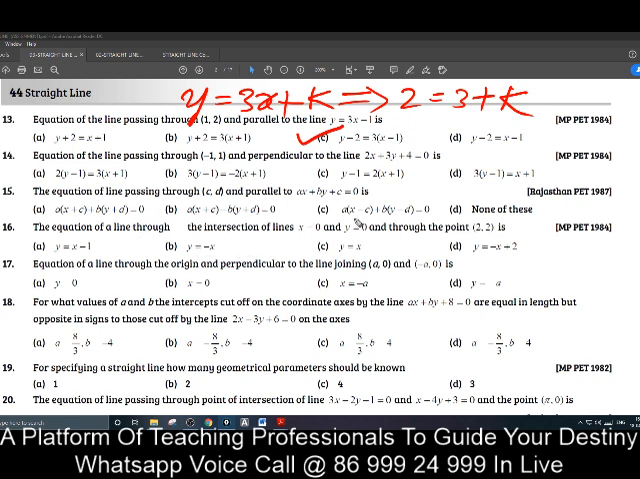I am not taking up this. The equation of the line passing the intersection of the line x equals 0, y equals 0, and through the points 2, 2. That means origin and 2, 2. You can straight away do that. This is 2-point form. What values of a and b intercepts cut off on the coordinate axis by the line x plus by plus 8 equals 0 are equal in length but opposite in sign to those of cut off by the line 2x minus 3y plus 6 equal to 0. From 18th onwards, we will be working out in the next session, please. Remember that.